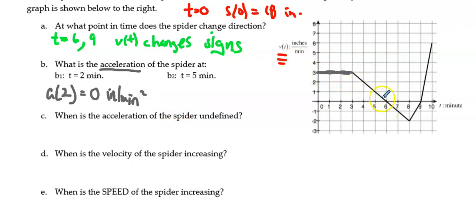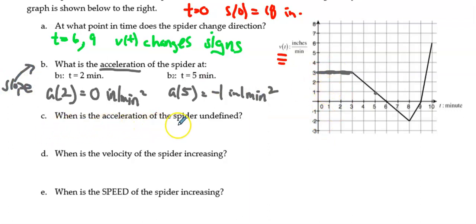And if I want to know what's going on at time equals 5, I just got to find the slope of this line. Well, the slope of this line looks like it's -1. So the acceleration at time equals 5 is going to be equal to -1 inches per minute squared. So this one, we're looking at simply slope. We're looking at the rate of change of our rate of change.